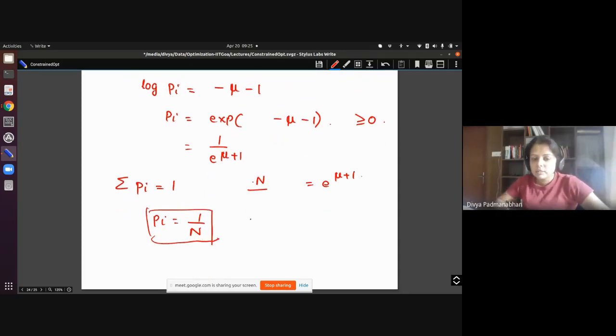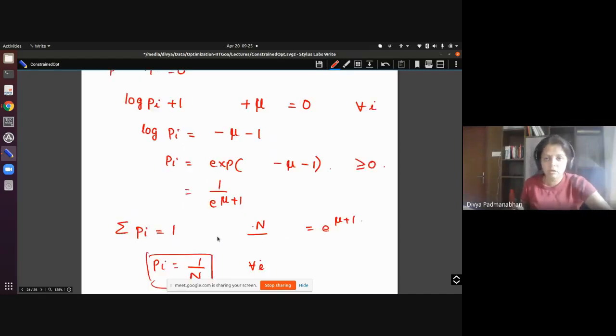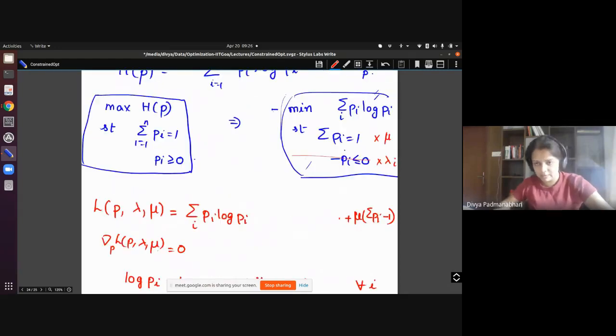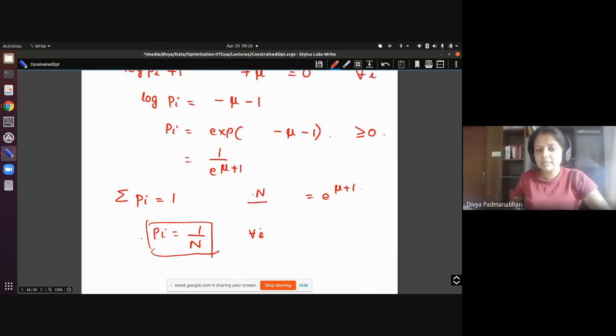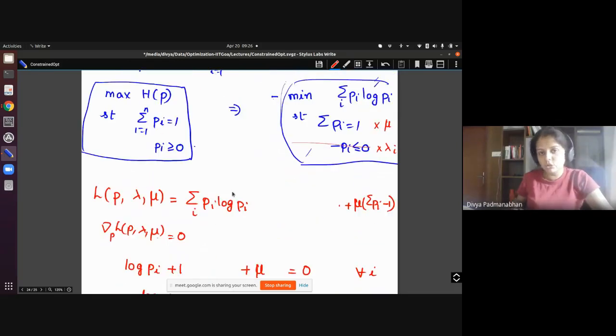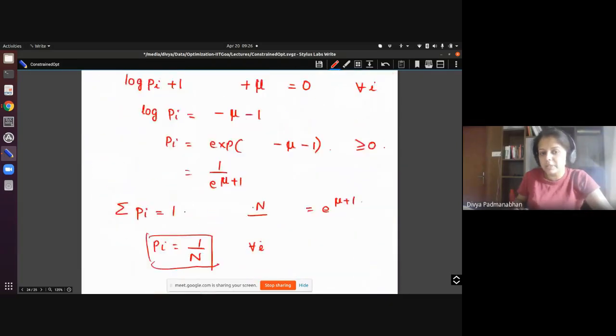Yes, so this is a KKT point. This is the optimum value of pi because it shows up in a KKT point. If you find the mu, it's log n minus 1, and here mu is anyway unrestricted, so the sign doesn't matter. So the result you got, the optimum distribution which maximizes the entropy, is just pi is 1 by n. So you give an equal mass to all the n points.